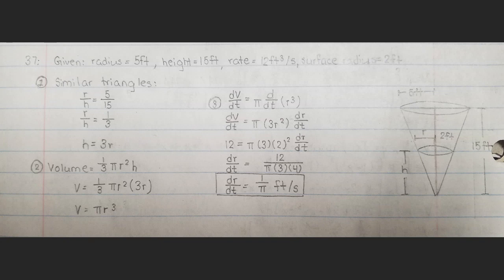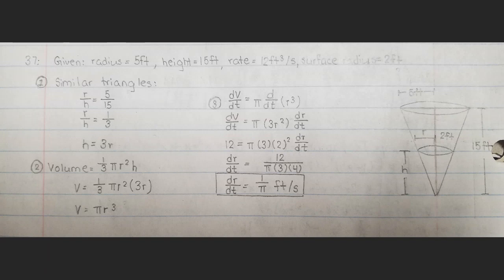With this, I use similar triangles, where you can see in the picture on the right I put radius over height is similar to 5/15. Then I solve for h to get h equals 3r. Then we know that volume is 1/3 times pi r squared times height, and I substituted h as 3r. So you get volume equals pi r cubed.